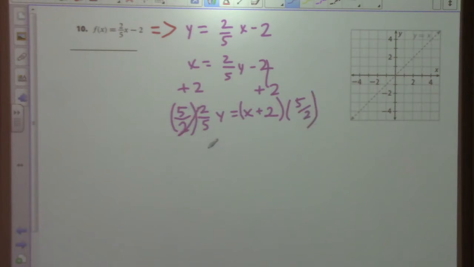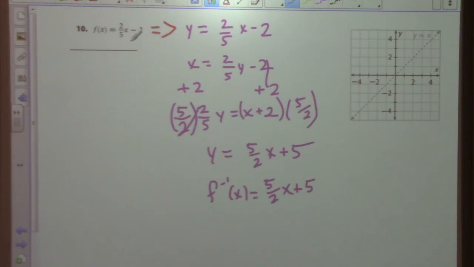So that goes away. So we have y equals 5 over 2 x plus 5/2 times 2, plus 5, right? And so we get f inverse of x equals 5/2 x plus 5. Did anybody get like 2.5 instead of 5 over 2? No? You left it in fraction form? Okay.